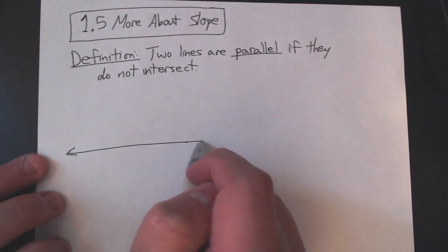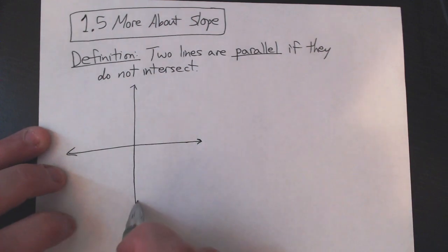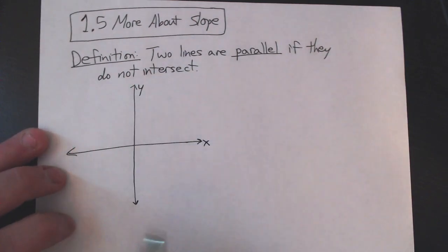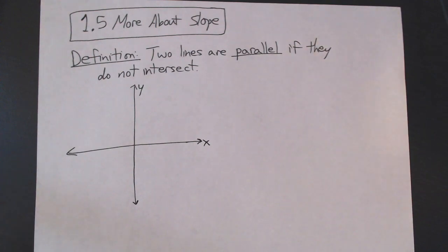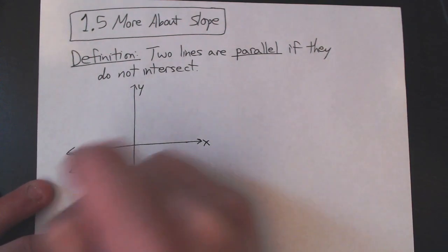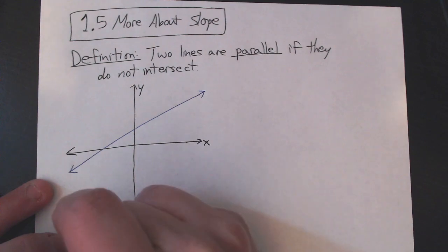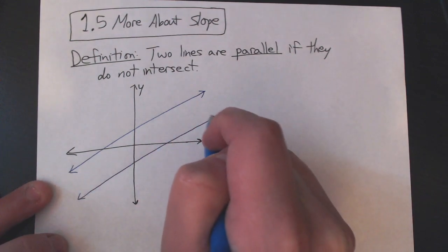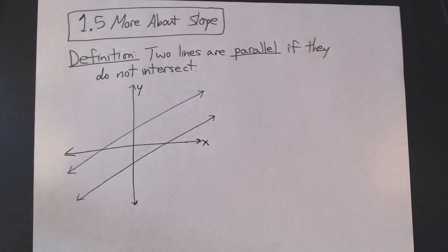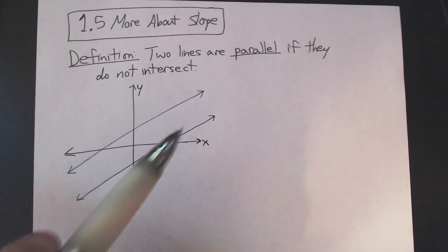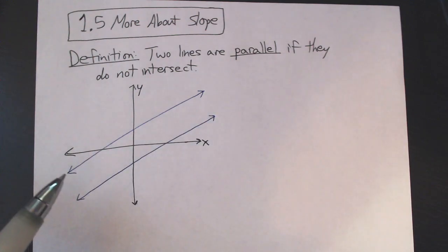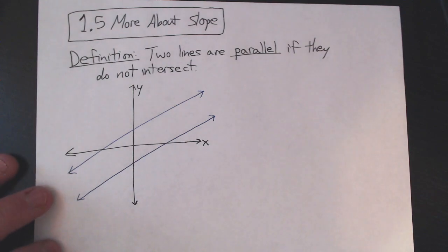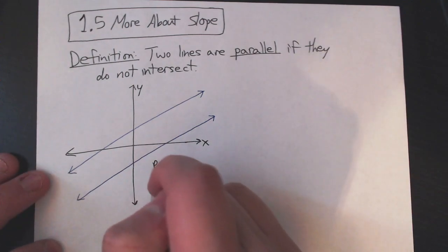So I'll draw a couple of quick examples. Here's an XY plane. I'll draw two lines that do not intersect. Well, how about this line and this line? They're not touching each other, and it looks like they never will. They're kind of the same distance apart all along the length of the line. As we keep going down and left, they're never going to touch. As we keep going up and right, they're never going to touch. So I'll say that those two lines are parallel.